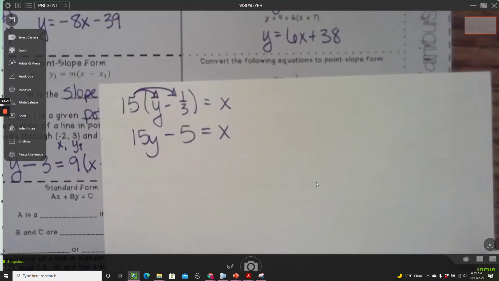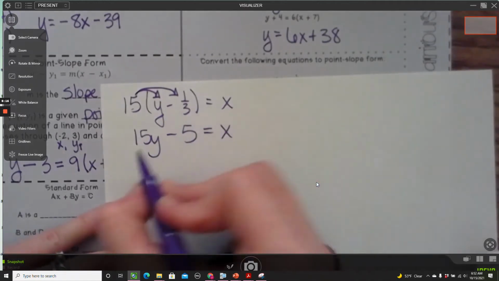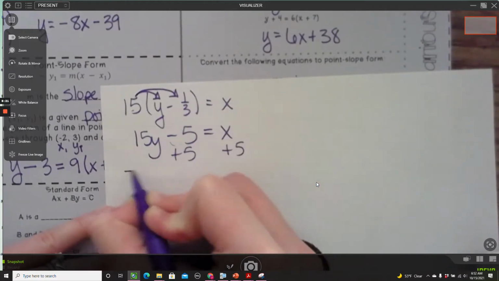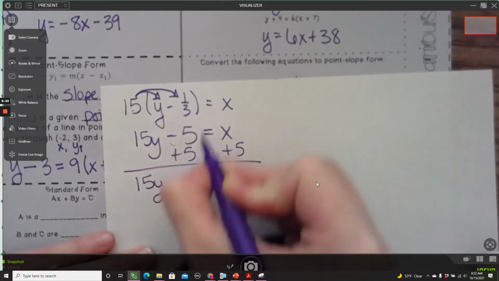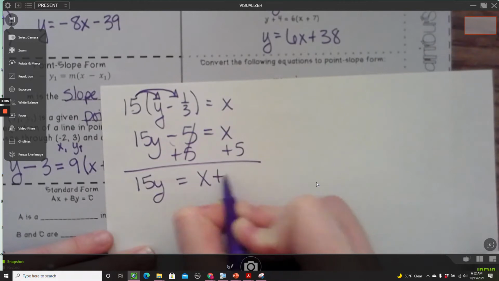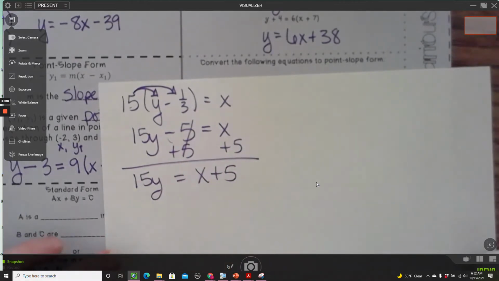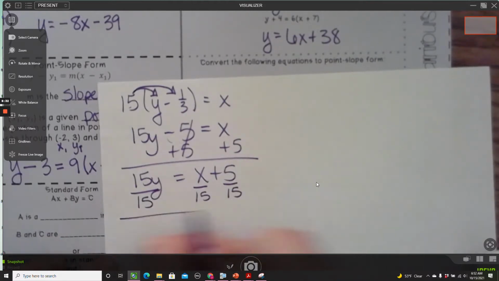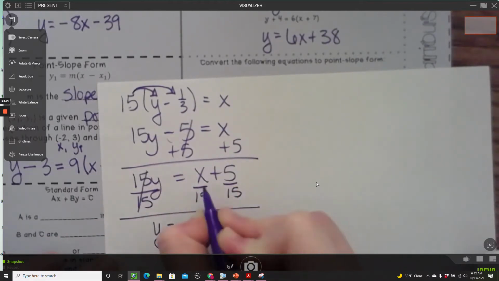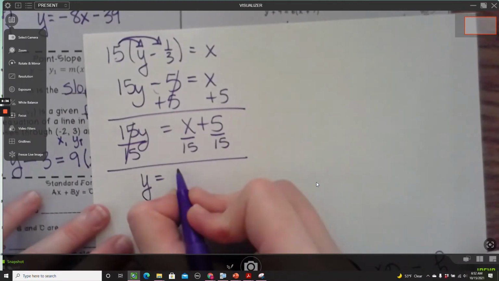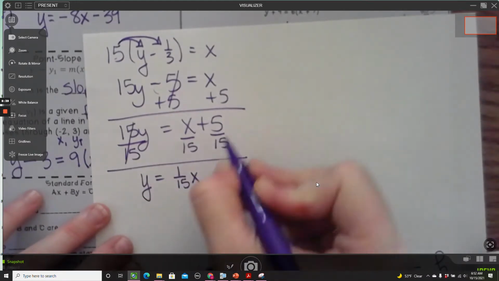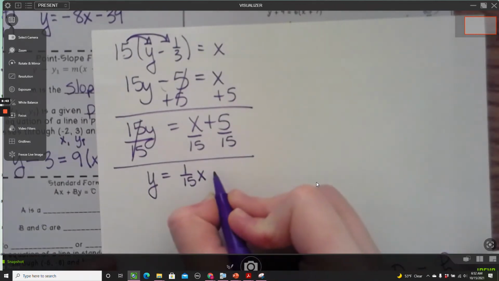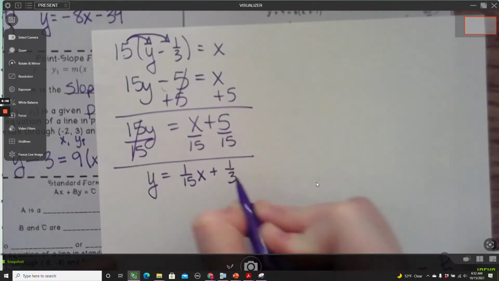All right, so if I put this in slope-intercept form, let's move this 5. So I'm going to add 5 to both sides. So now I have 15y, this cancels, equals x plus 5. And then I'm going to divide everything by 15. So this cancels. x over 15 is the same as 1/15 x. 5 over 15, if you simplify that fraction, you're going to get a positive 1/3.